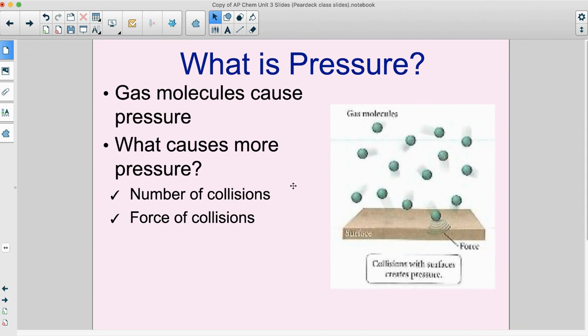So what is pressure? Pressure is caused by collisions, molecules colliding. So you need two things. You need molecules and you need collisions. Collisions between the molecules or with the surfaces of a container or any surface at all. Pressure is caused by collisions. The more often things collide, the more pressure there is. And the more force that they hit each other or a surface with increases the pressure. So collisions cause pressure.